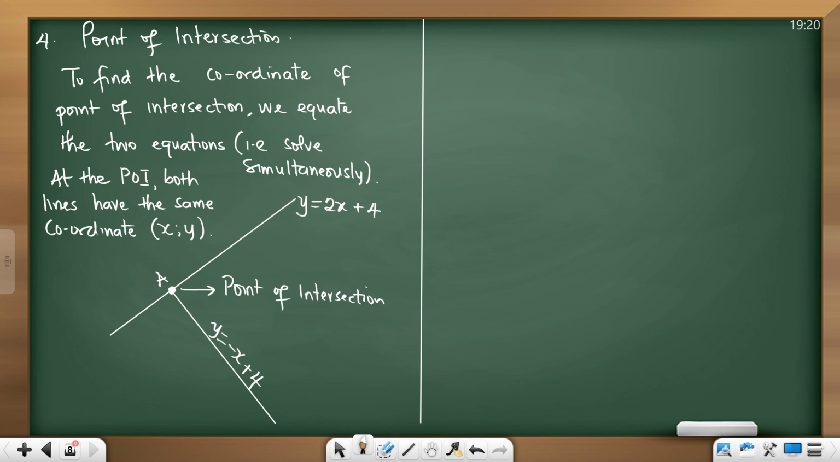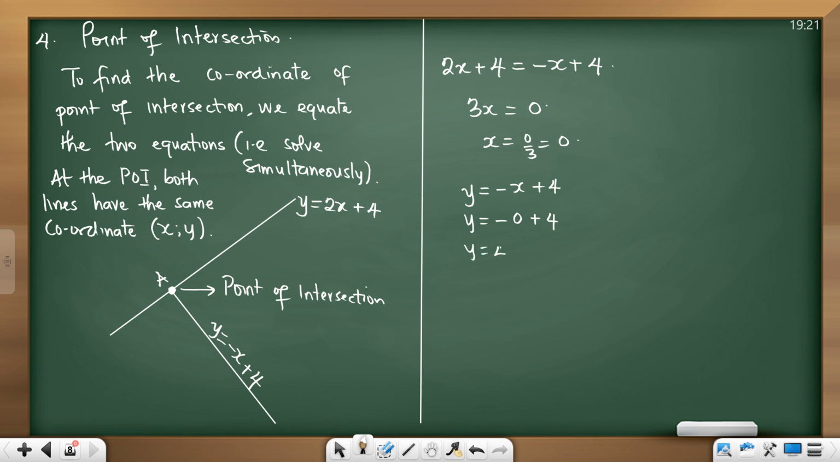So what do we do here? We just equate, right? We solve. 2x plus 4 is equal to negative x plus 4. Move the x over, what do you have? 3x equals 0 because we moved that 4 over to give me 0. x is 0 over 3. Done. Now y is equal to what? Negative x plus 4. Substitute. What's your answer? So what's the coordinate of A?